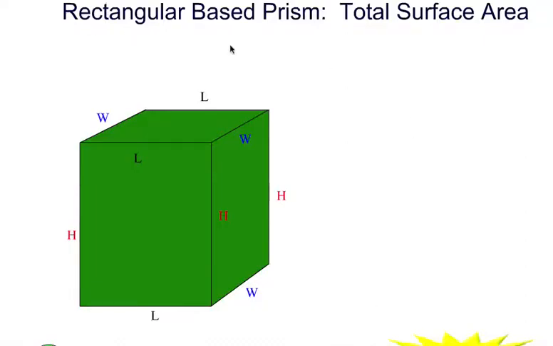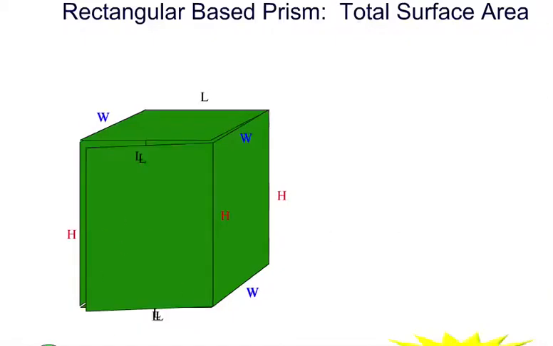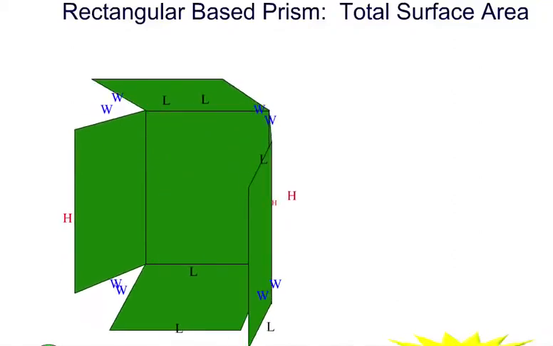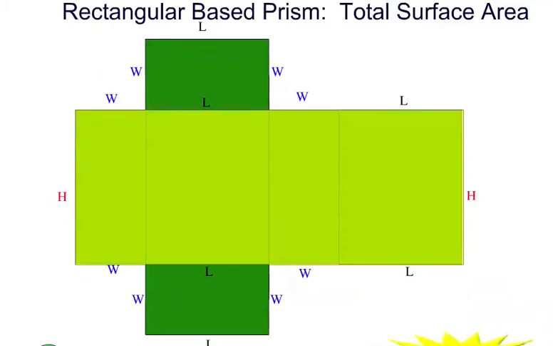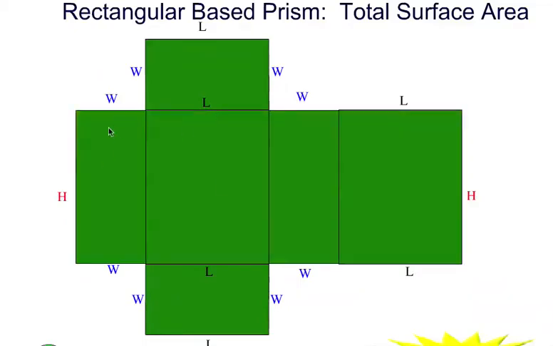Alright, here is a rectangular base prism and we are looking at the total surface area. So this is a little box and we're going to unfold it. Let's see what happens when we unfold that. Aha! Our unfolded box. Now I want you to notice that we end up with really two rectangles.